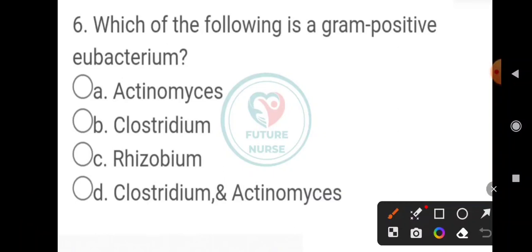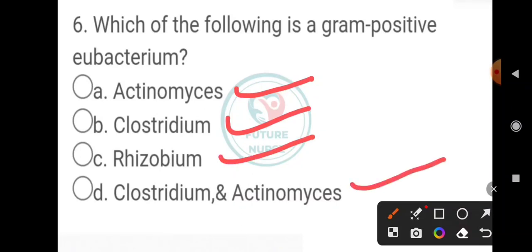So which of the following options came under the gram positive eubacterium? Options: Actinomyces, Clostridium, Rhizobium, Clostridium and Actinomyces. So the correct answer, Clostridium and Actinomyces, which is gram positive eubacterium.